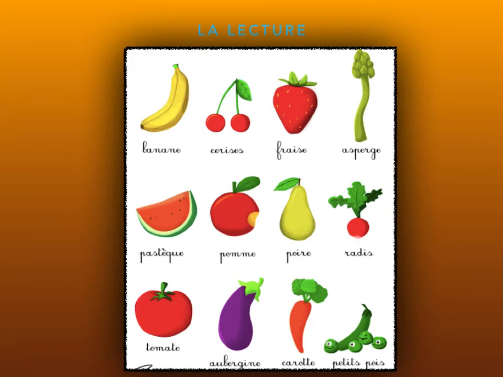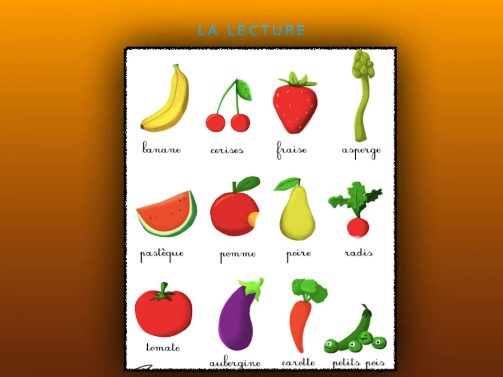Okay, the next one is a radish and we read it as radis. The next one is a tomato and we read it as tomate. The next one is an eggplant and we read it as aubergine. The next one is a carrot and we read it as carotte. The last one is the peas and we read it as petit pois. So I'll read it only in French now.